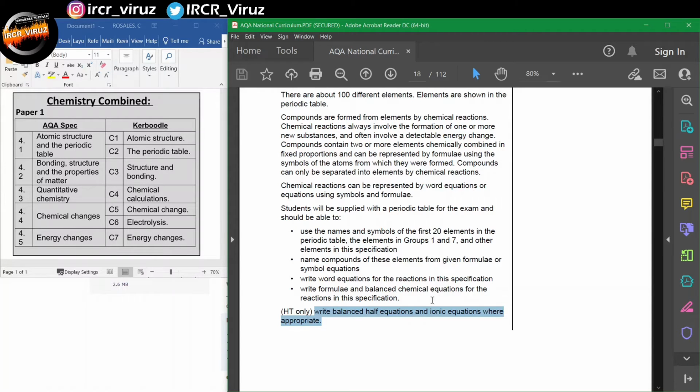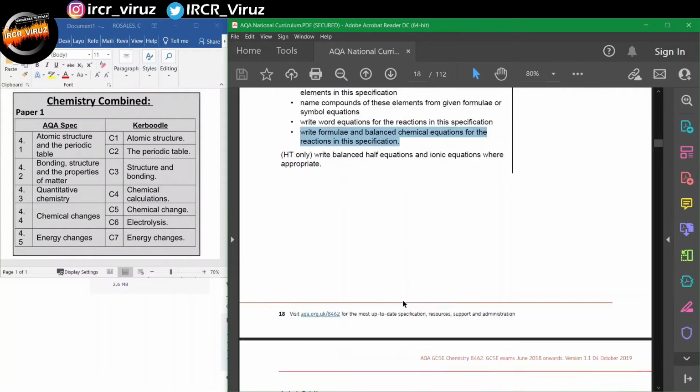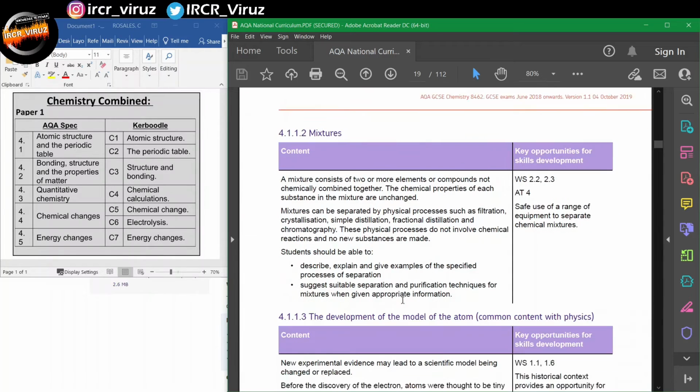Let me see. Write formulae, balance chemical equations. I have a video on how to balance chemical equations, but most of the time you will get one question and it will be maybe 2-3 marks tops. So as long as you know it, don't waste too much time on these. There are other things that will give you a lot more marks in the test. Now when we scroll down, we get to mixtures.